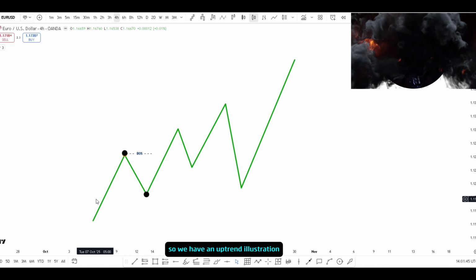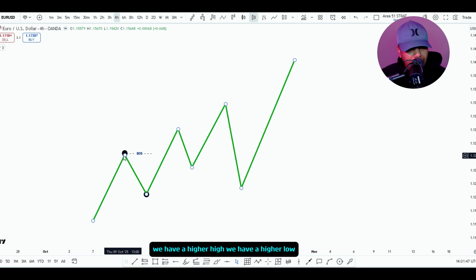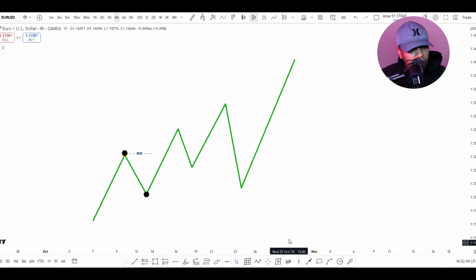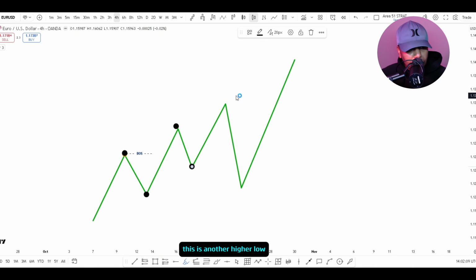Here we have an uptrend illustration. We have a higher high. We have a higher low. And then we have another high and then low. And then a higher high, and then we have another lower low. But when you look at it this way, you might end up looking at this and be like, you know what? This is a higher high, this is another higher low, this is another higher high, and then we have a change of character. Okay? So this is where the confusion happens.